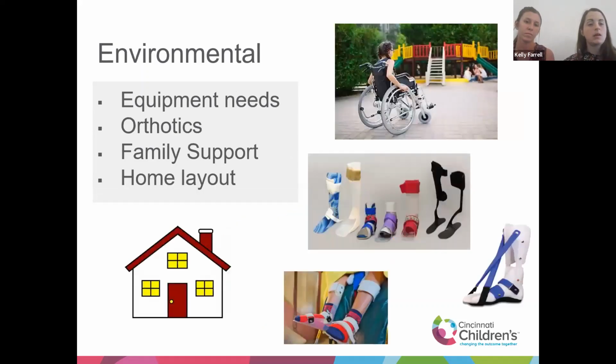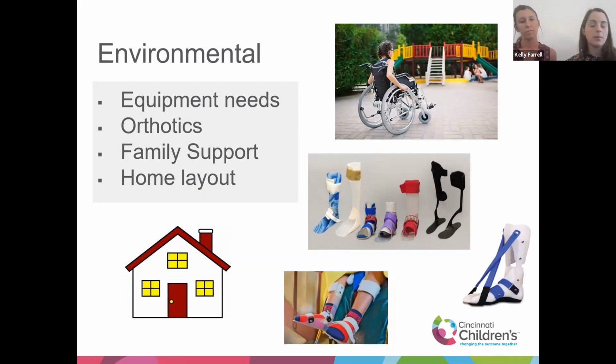Then finally, we also look into their environmental associations. So we'll want to see if they need new equipment or if it needs to be grown out of. We'll be going into more detail on equipment in our next presentation. We also look at orthotics, which are here. These are different types of braces that can help with walking pattern and provide passive stretches to their feet and their arms. And then we also want to look into seeing how much family support they have.